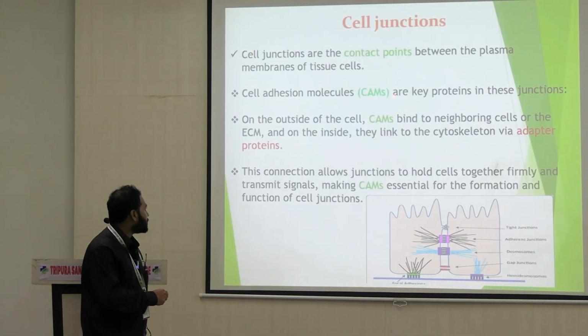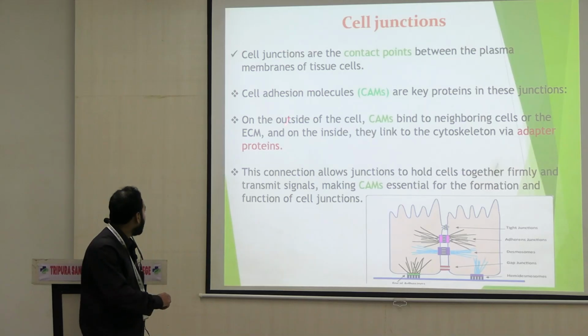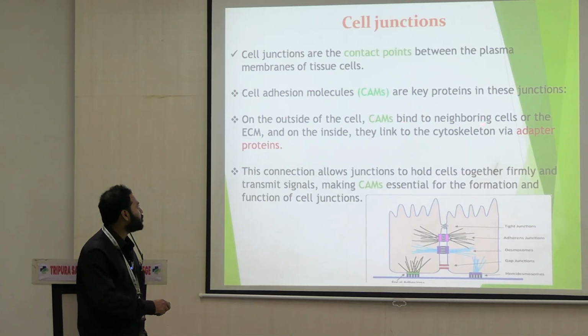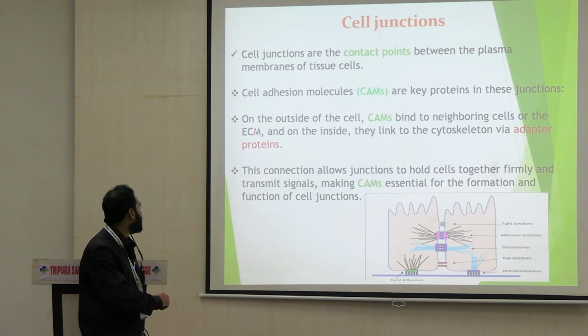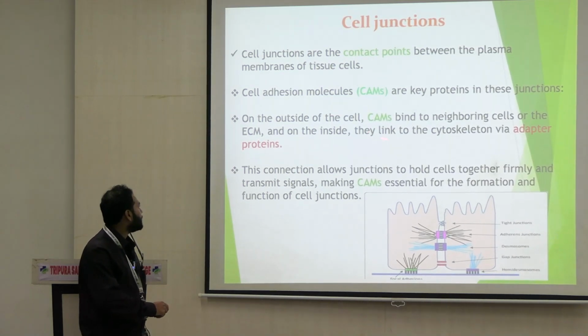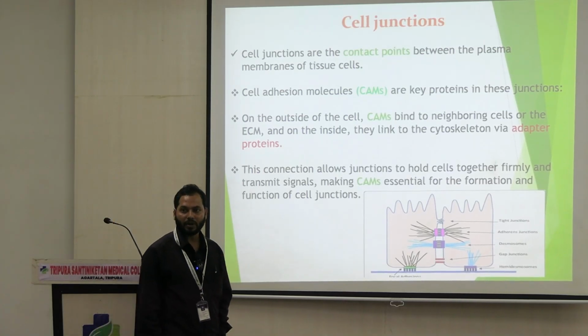Cell adhesion molecules are the key proteins in this cell junction. On the outside of the cell, adhesion molecules bind to the neighboring cell or the extracellular matrix. And on the inside of the cell, they link to the cytoskeleton via some other proteins called adapters.